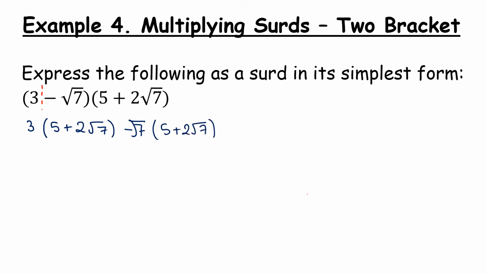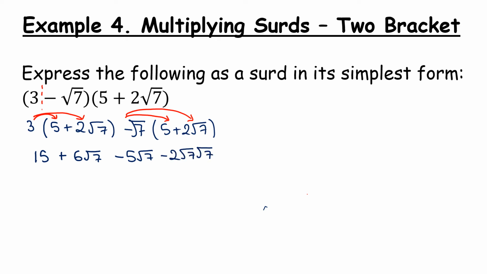And let's multiply that out. We get 3 by 5, 3 plus 2 root 7, minus root 7, watch your signs, and minus root 7 times 2 root 7. So 3 times 5 is 15, 3 times 2 root 7. So multiply the rational parts by each other. So the 3 by 2 gives me 6 root 7. Minus root 7 by 5 gives me minus 5 root 7. And here we get minus 2 root 7 times root 7, or root 7 squared.